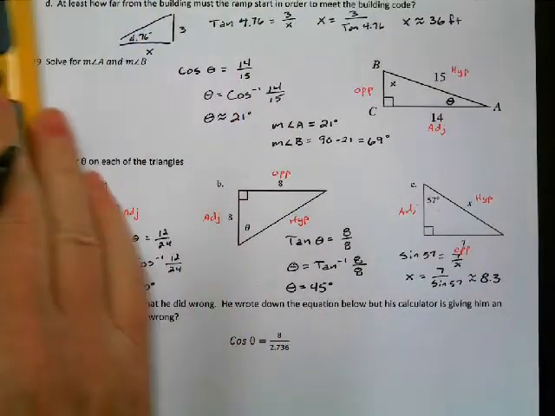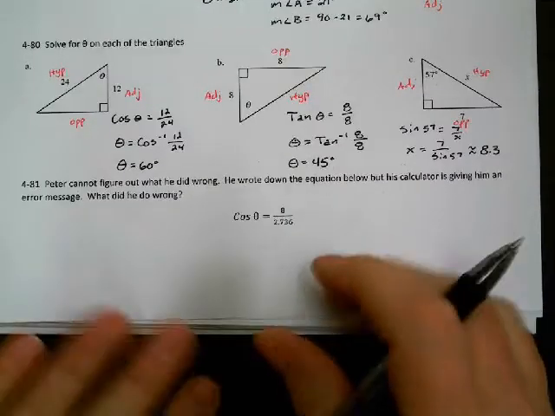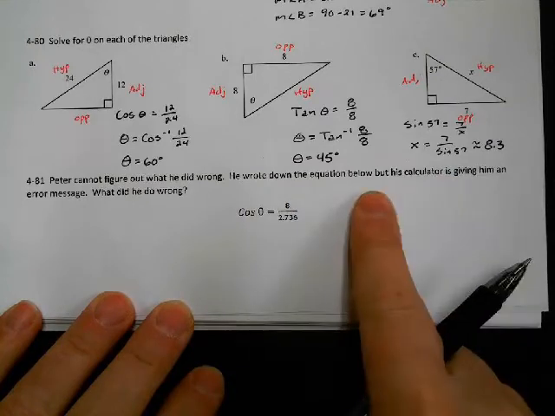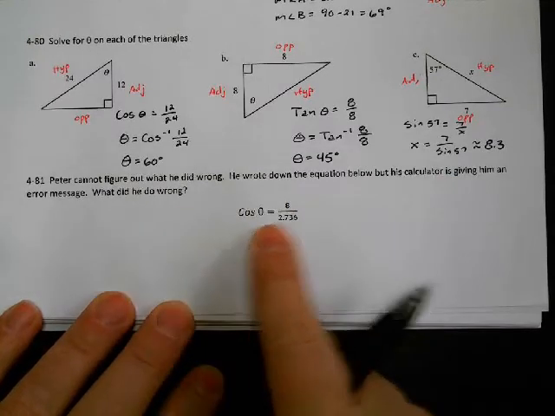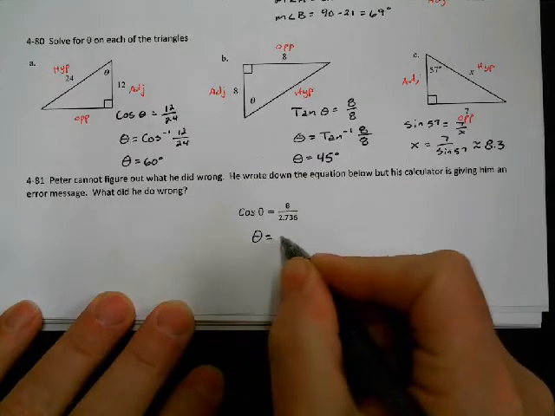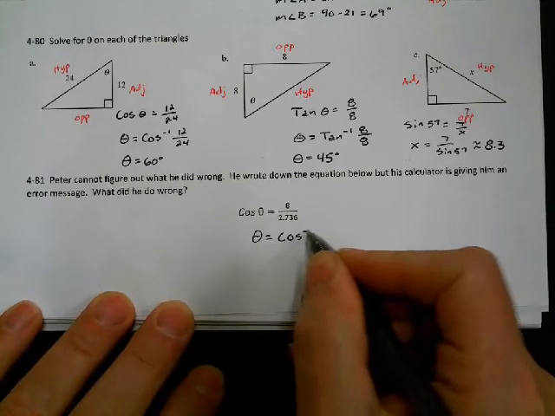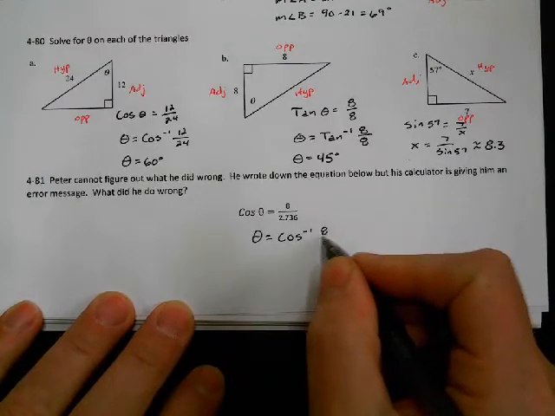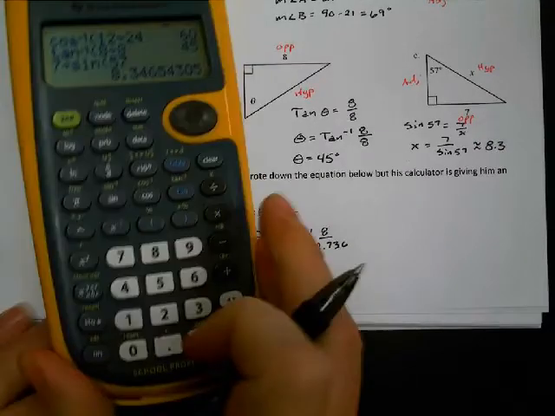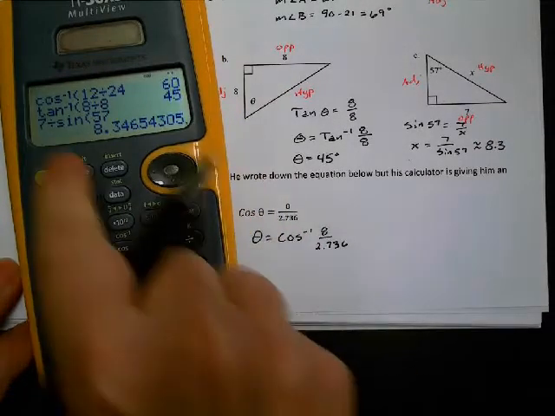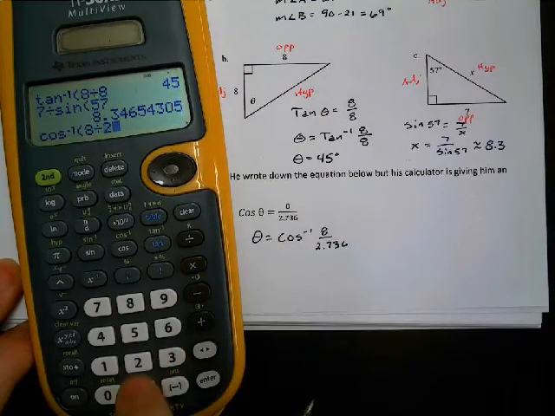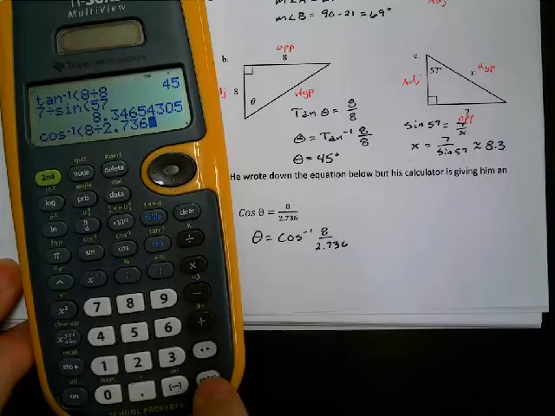Last problem. Peter can't figure out what he did wrong. Oh no. He wrote down the question below, but his calculator is giving him an error message. So he wrote this down, so it looks like he probably tried to do theta equals, since he's looking for the angle, he would have used the inverse cosine of 8 over 2.736. Let's see what the calculator tells me happens with that one. So second cosine 8 divided by 2.736. All right, so it says domain error.